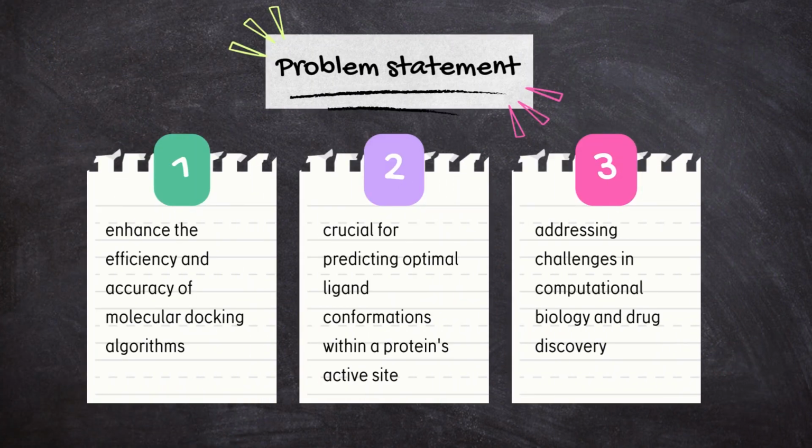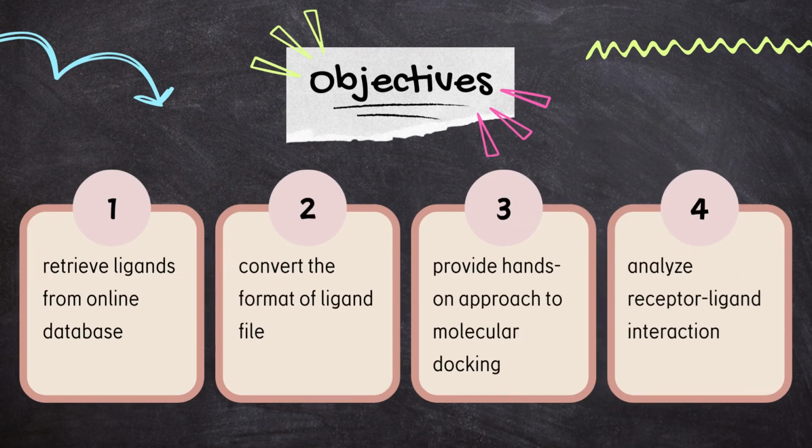The problem statement revolves around the need to enhance the efficiency and accuracy of molecular docking algorithms, which is also crucial for predicting optimal ligand conformation within a protein's active site, and thus addressing challenges in computational biology and drug discovery. The objective of this study is first to retrieve ligands from an online database, second to convert the format of the ligand file and provide a hands-on approach to molecular docking, and last but not least to analyze the receptor-ligand interactions.